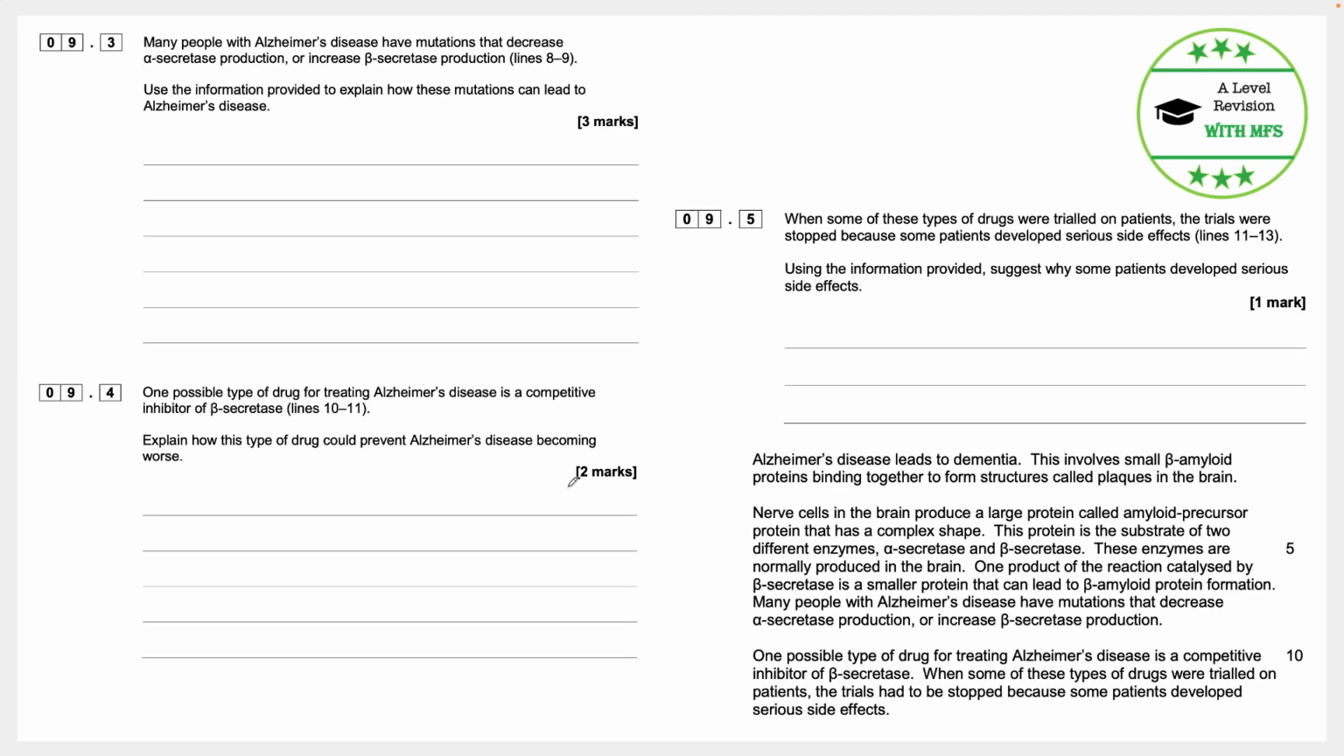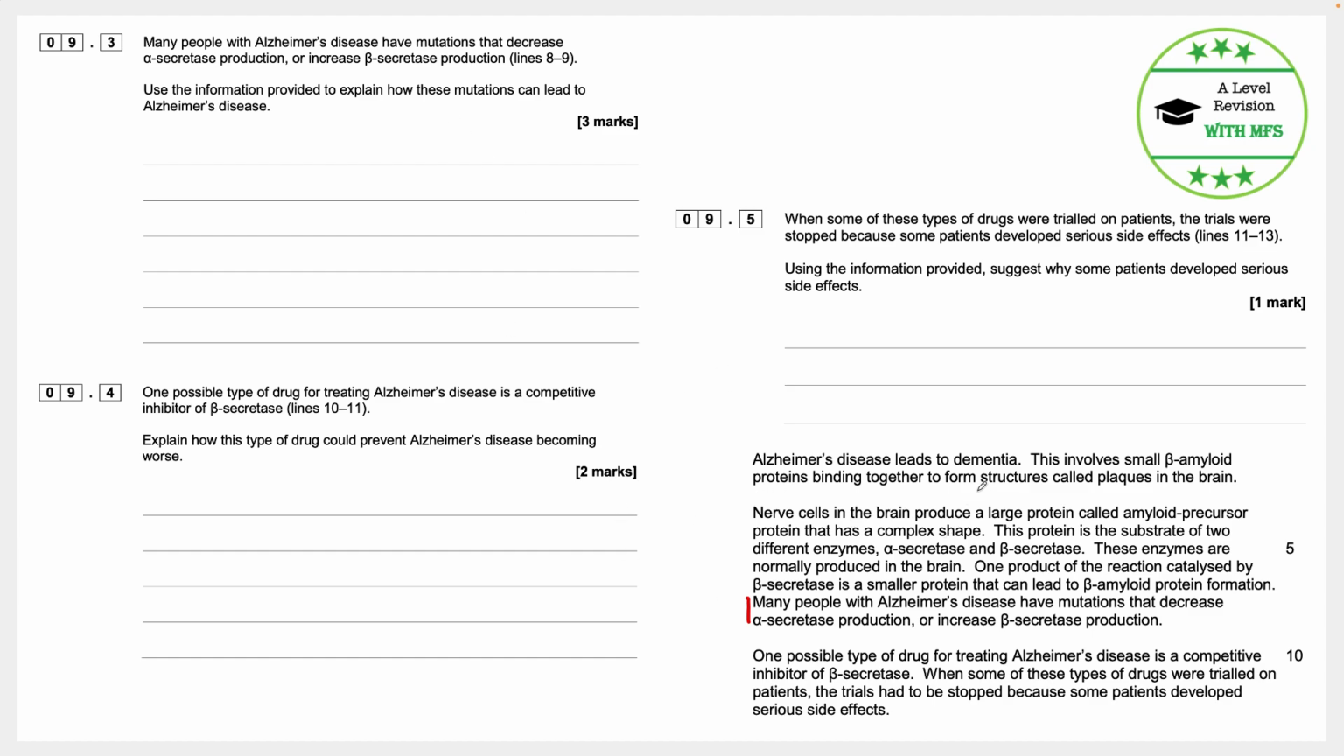Okay, final set of questions. Same passage. It says many people with Alzheimer's disease have mutations that decrease alpha secretase production or increase beta secretase production, lines 8 to 9. Use the information provided to explain how these mutations can lead to Alzheimer's disease. It's worth 3 marks. If we go to lines 8 to 9, we're looking at these two lines here, which say basically what we're given in the question.